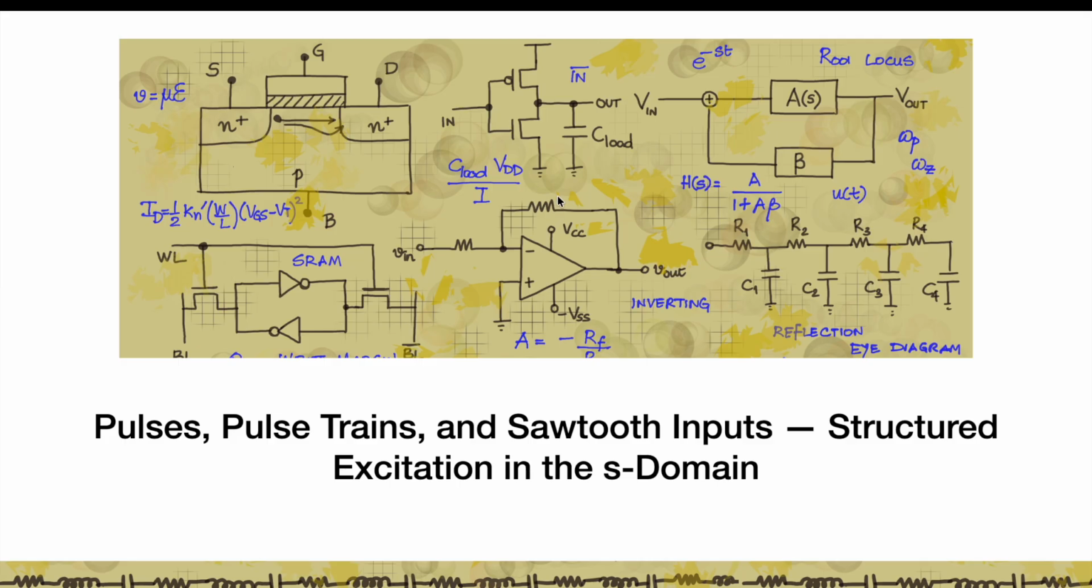In the S-domain, we can decompose these finite signals into combinations of the primitives we already understand: steps, ramps, delays, and resets. The key shift is this: a finite input isn't a single event, it's multiple events. A pulse is not one shape, it is literally two step events, an on event at time 0 and an off event at time T. A pulse train is not a sinusoid-like periodic signal, it is repeated on and off events.